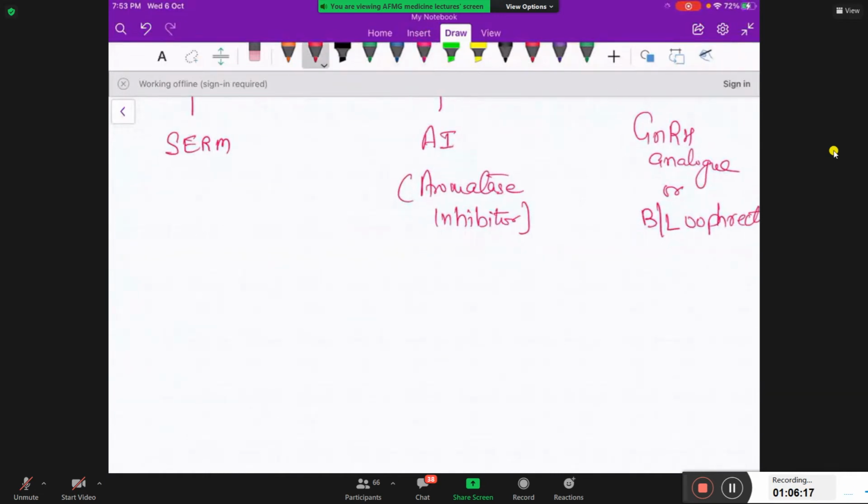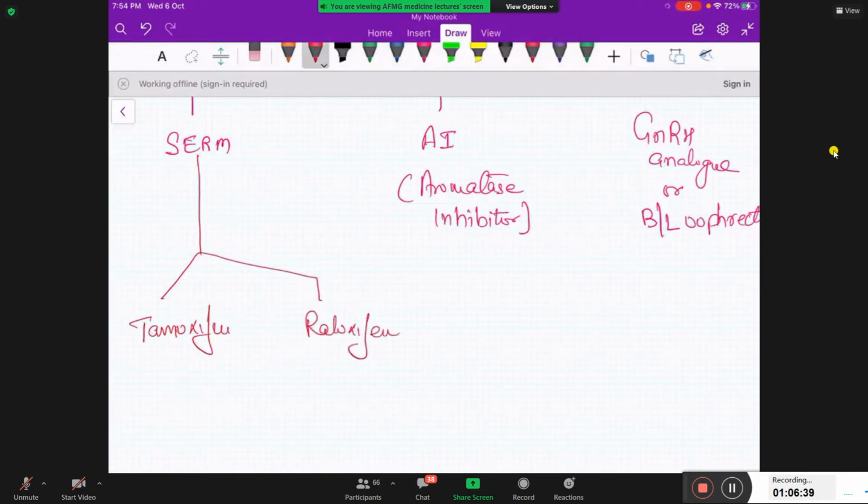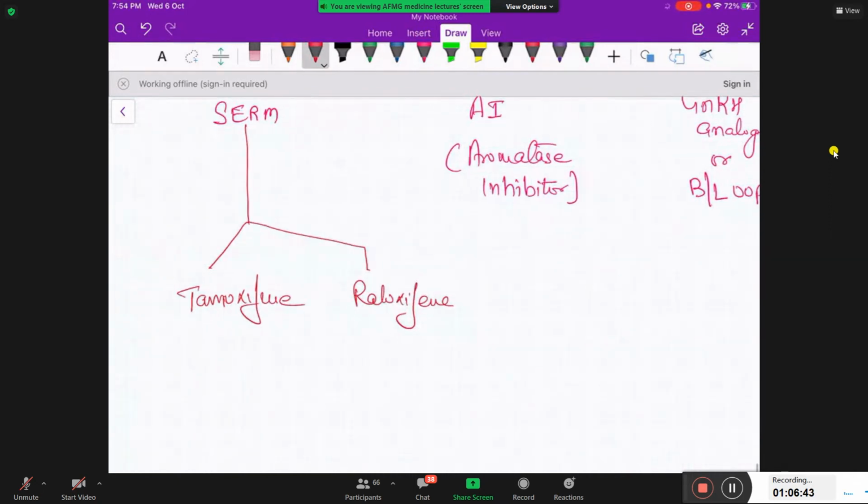Now, in selective estrogen receptor modulators, we have the option of tamoxifen, and we also have the option of raloxifene. We have the option of tamoxifen. We have the option of raloxifene. We prefer tamoxifen.